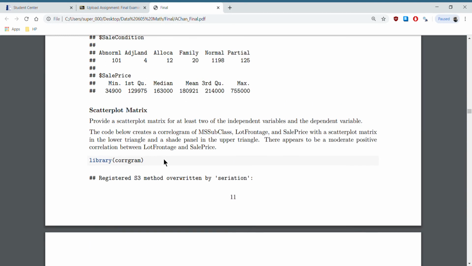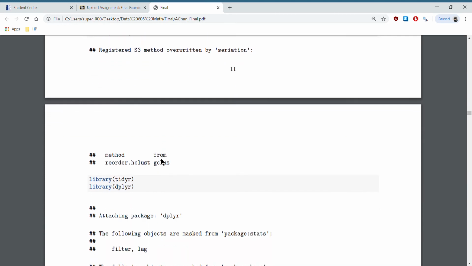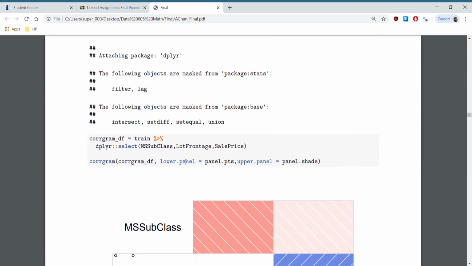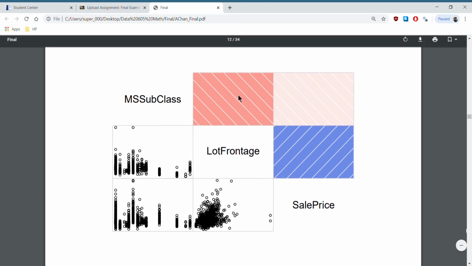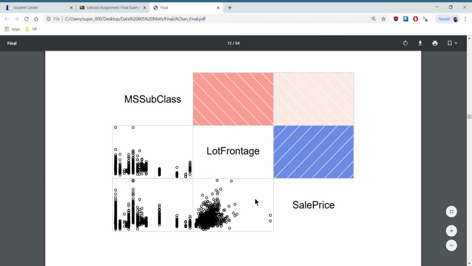Yeah, so the next problem was to make a scatter plot matrix. So I loaded a package called corrgram, which creates these nice correlation matrix plots. So instead of having the individual correlation values, you can put in different graphics instead. I decided on this bottom half I would have the plots of the variables.